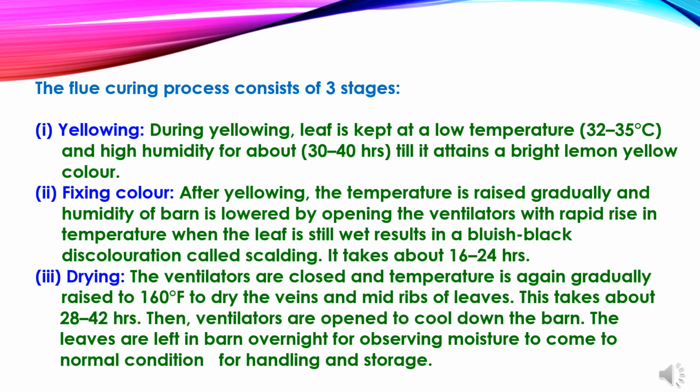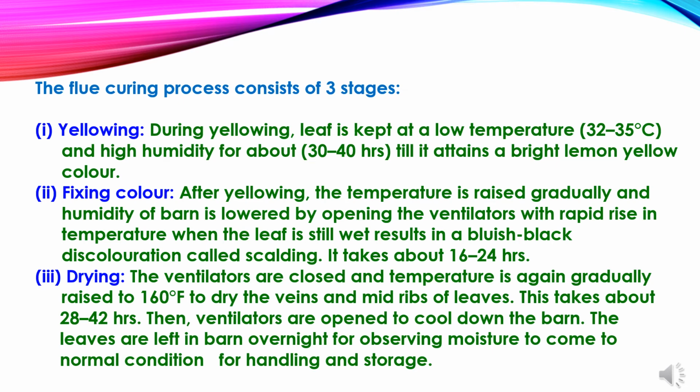Second, fixing color. After yellowing, the temperature is raised gradually and humidity of the barn is lowered by opening the ventilators. With a rapid rise in temperature when the leaf is still wet, it results in a bluish black discoloration called scalding. It takes about 16 to 24 hours.